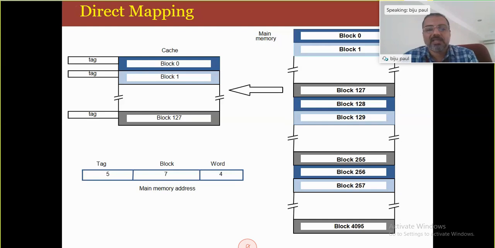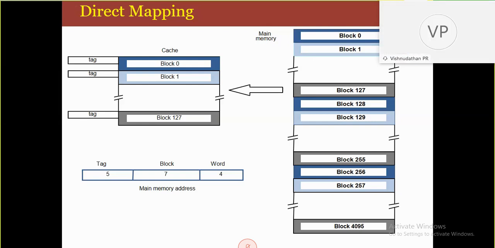So the four bits in the word, that is the least significant bits, are used to identify the location in each block, and the seven bits are used to identify the blocks. 2 raised to 7 is 128. That is 128 is the maximum blocks in the cache memory. So it is used to identify the blocks. And 5 bit tag, 2 raised to 5 is 32. Okay, next question, please. Okay, sir. The next question is: is direct mapping associated with the hashing function mapping?